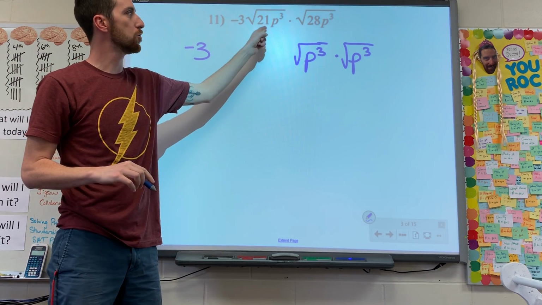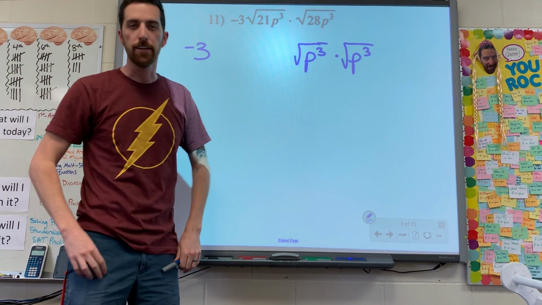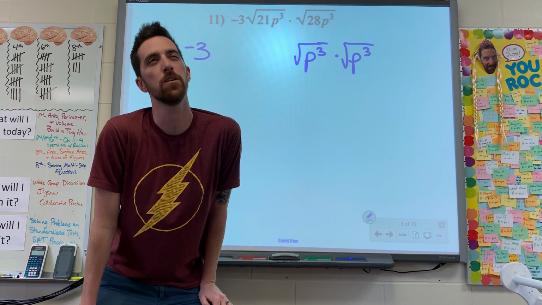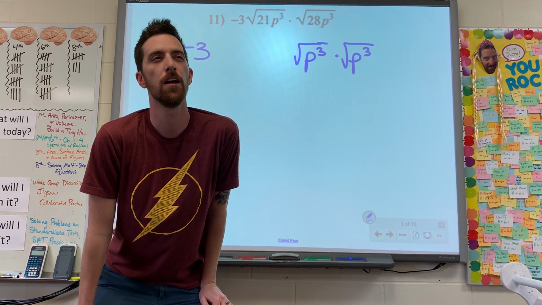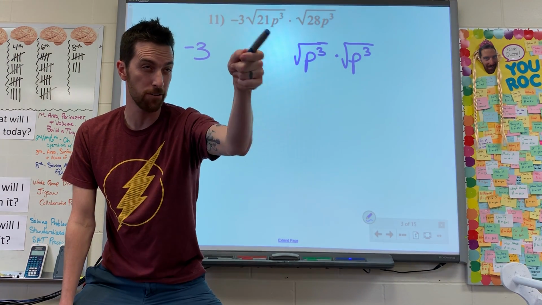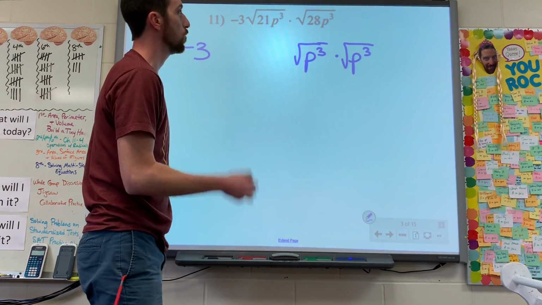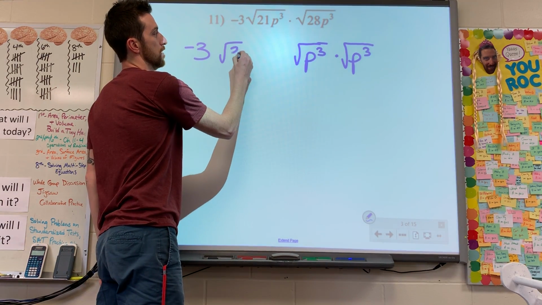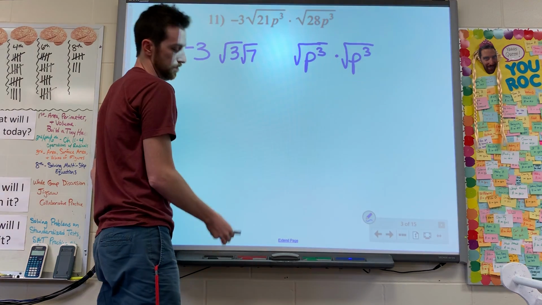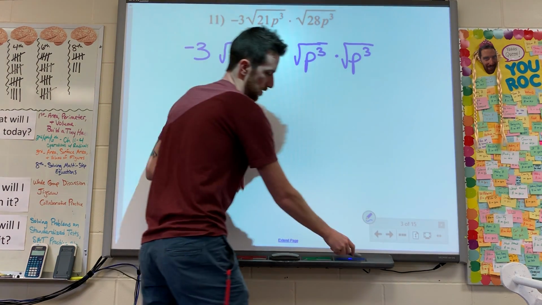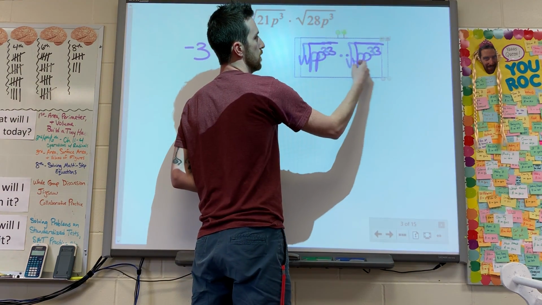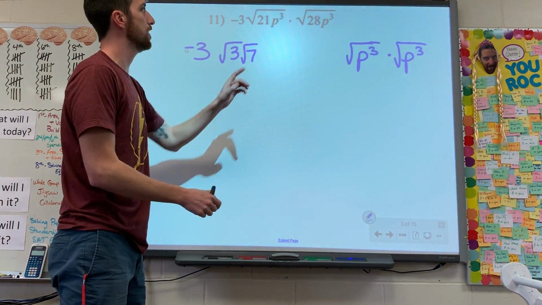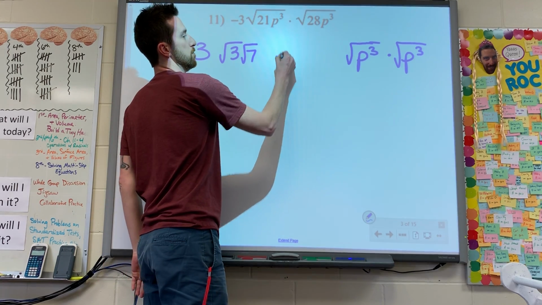Now look at our other numbers, 21 and 28. Think, is there a number that I know that goes into 21 and 28? That's right, kid over there. I know you said it. It's 7. So 21 is 3 times 7. I'm gonna need a little more room. Time out. And then 28 is 4 times 7.